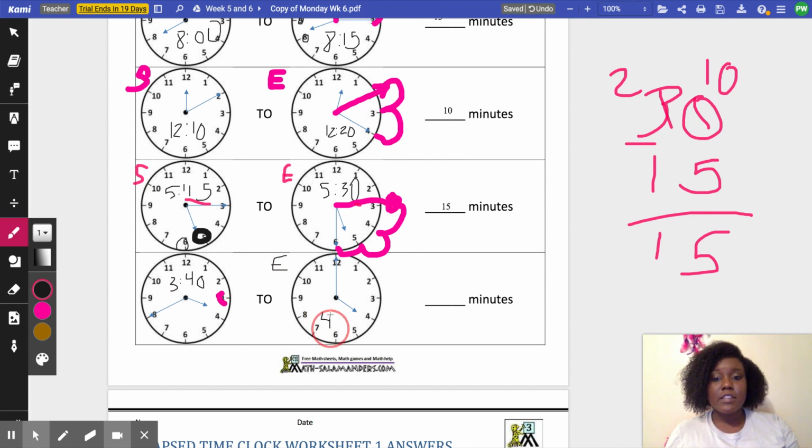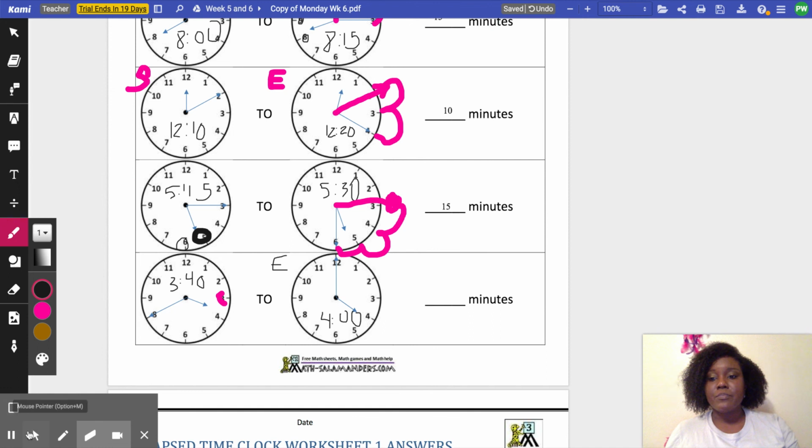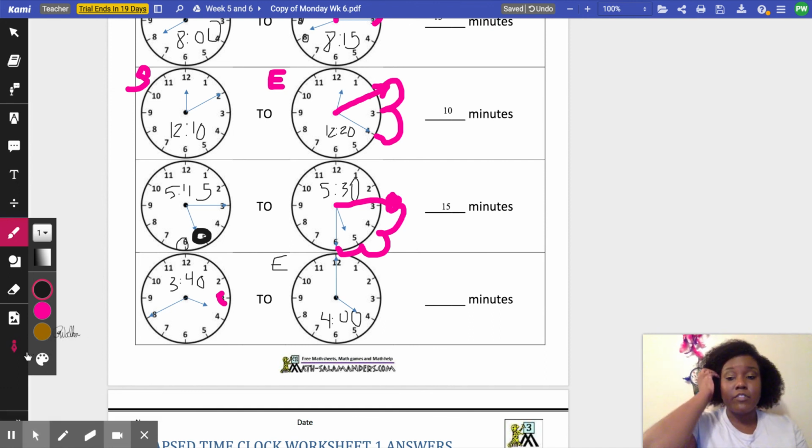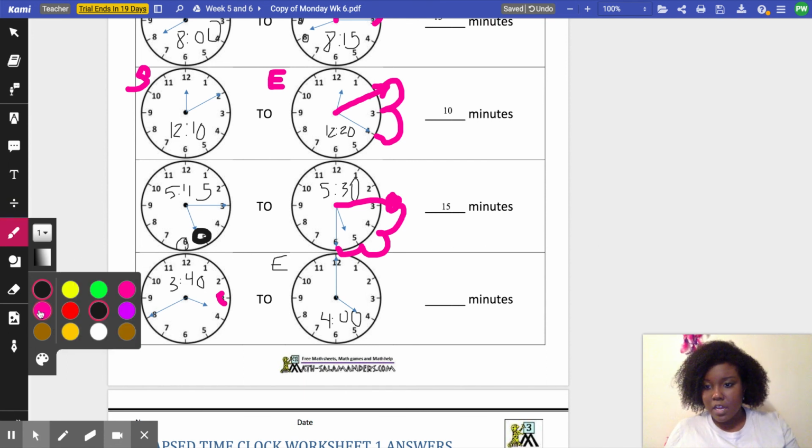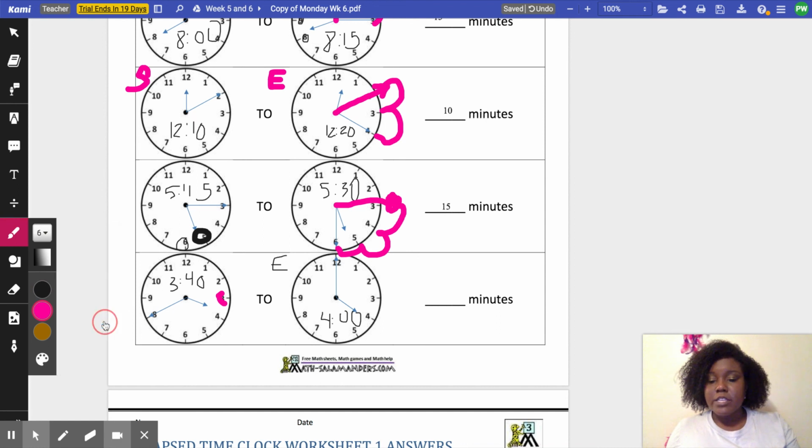This one is different than what we've done. Okay. I'm going to show you how it's different when we get to the subtraction part. It's very, very different. So on the start time, we started at 3:40. So my minute hand was pointing at the 40.